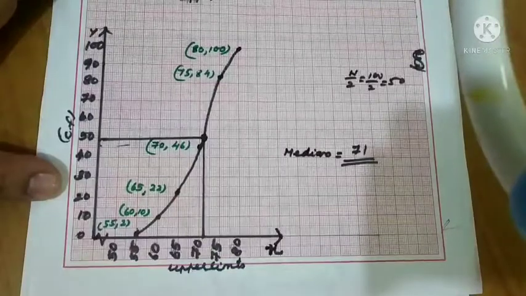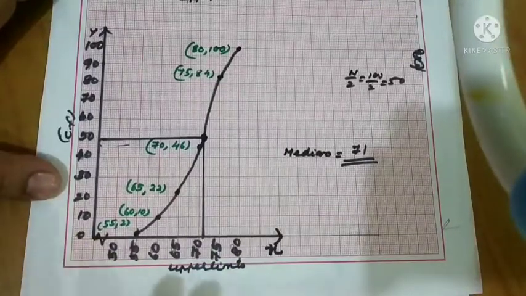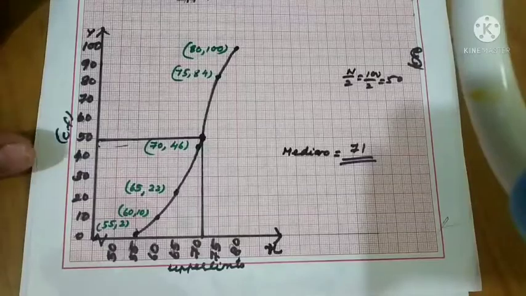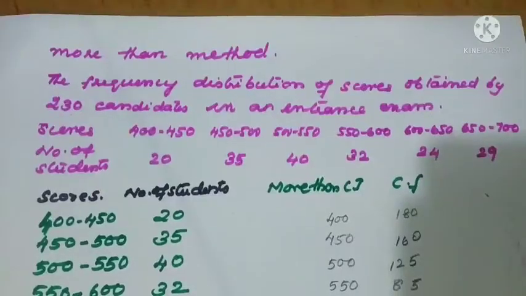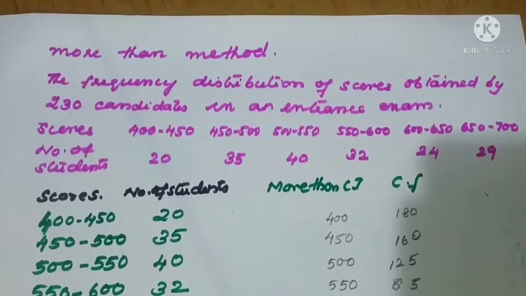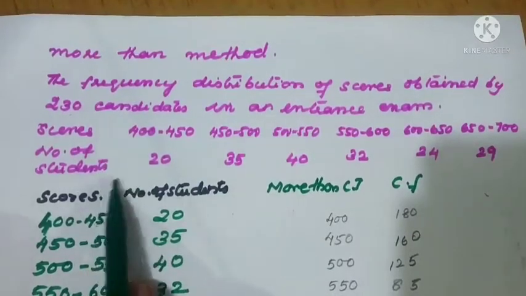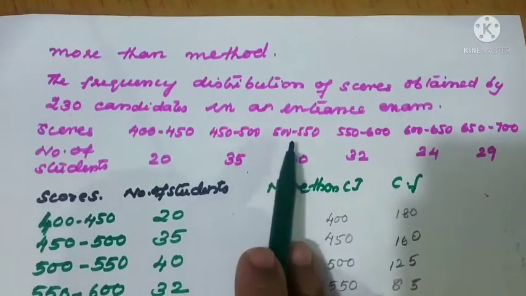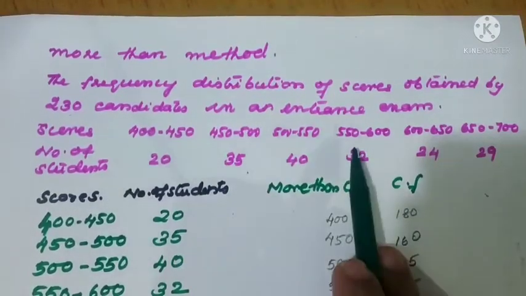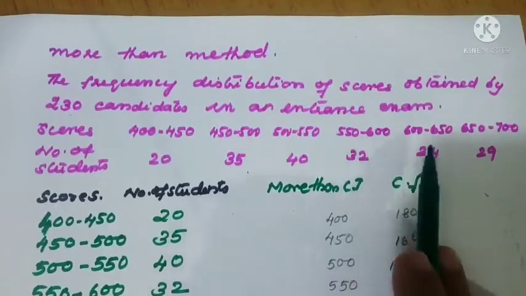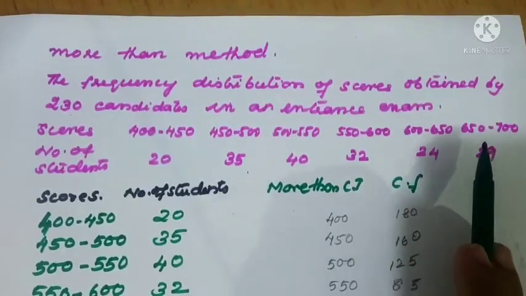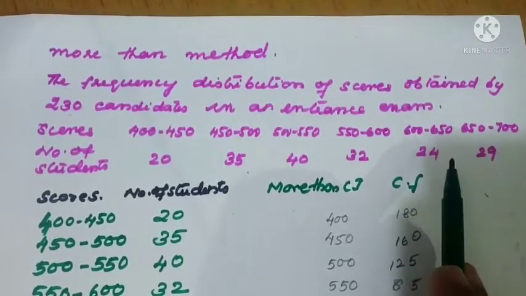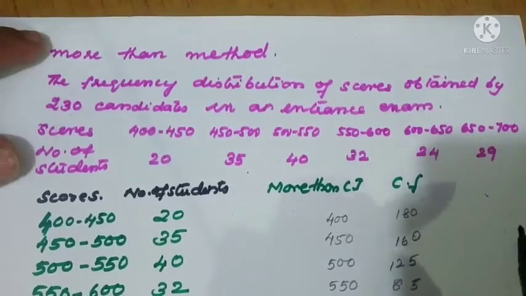So we can calculate the median from this also, and the next method, the more than method, I'll show that next. The frequency distribution of the scores obtained by 230 candidates in the exam. Scores and number of students: 400 to 450, 20 students; 450 to 500, 35 students; 500 to 550, 40 students; 550 to 600, 32; 600 to 650, 24 students; and 650 to 700, 29 students.